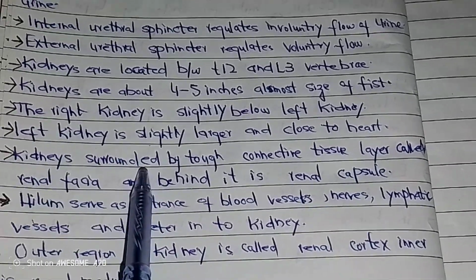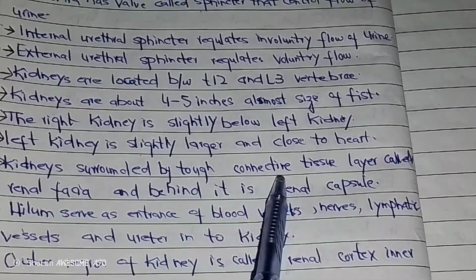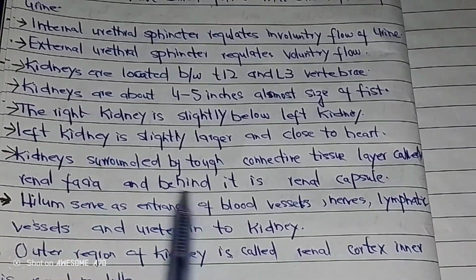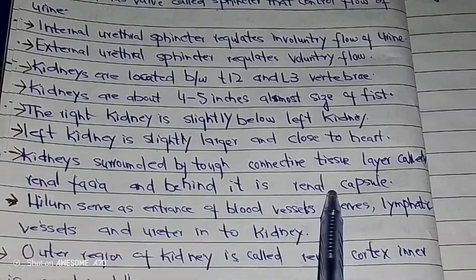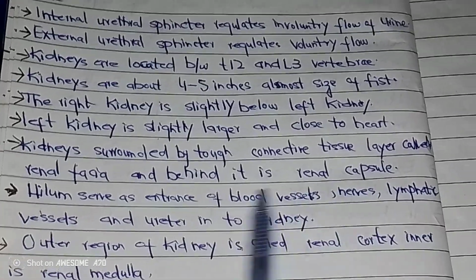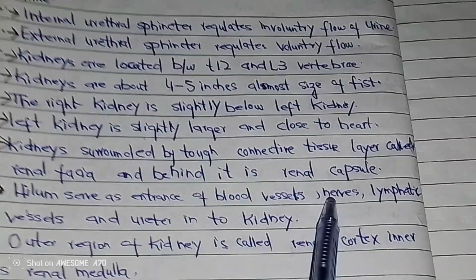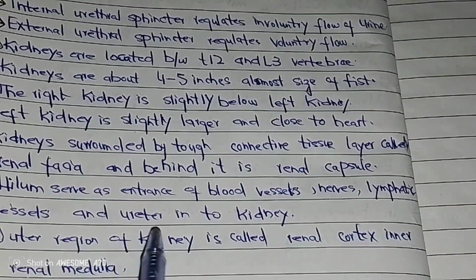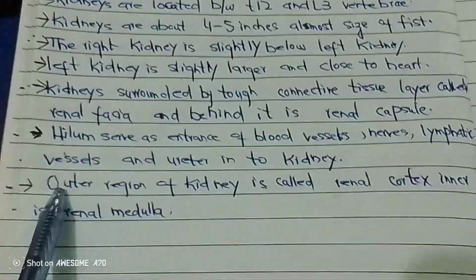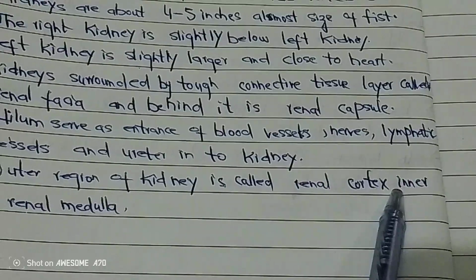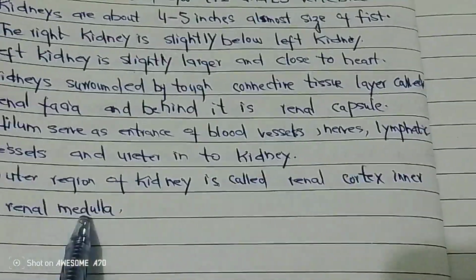Kidneys are surrounded by a tough connective tissue layer called renal fascia, and behind the renal fascia is the renal capsule. Hilum serves as the entrance of blood vessels, nerves, lymphatic vessels and ureters into the kidney. The outer region of the kidney is called the renal cortex and the inner, the renal medulla.